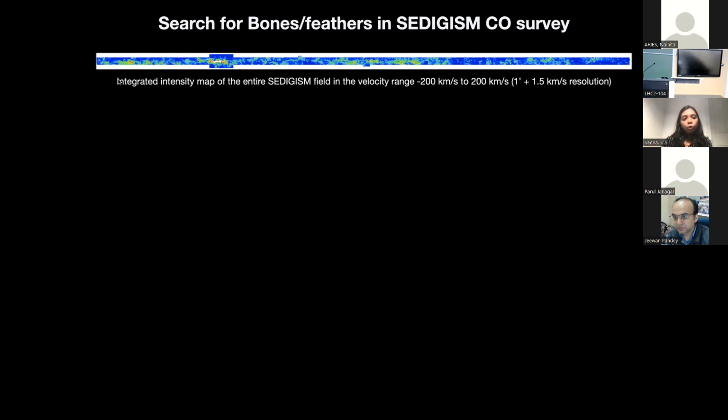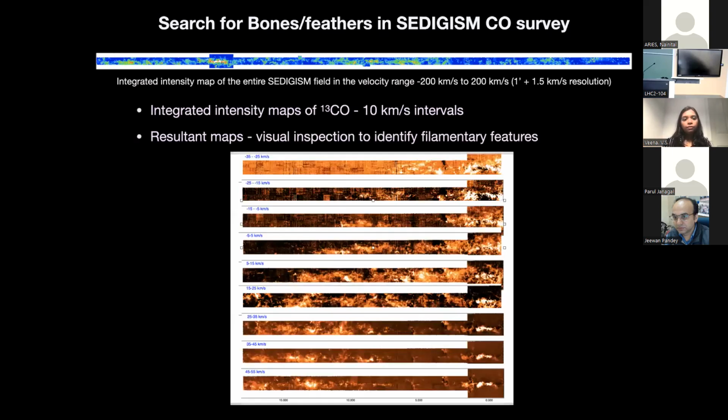If we look at the entire integrated emission, you cannot perceive any filamentary structure as such, because this is a combination of several features from several spiral arms. So to identify possible giant filaments, we integrated the emission within 10-kilometer-per-second intervals, so that if there is some velocity coherent emission, we can immediately identify it. And we created several bins like this.